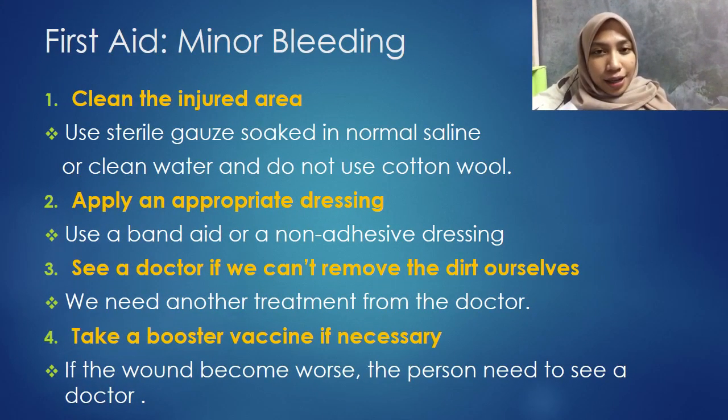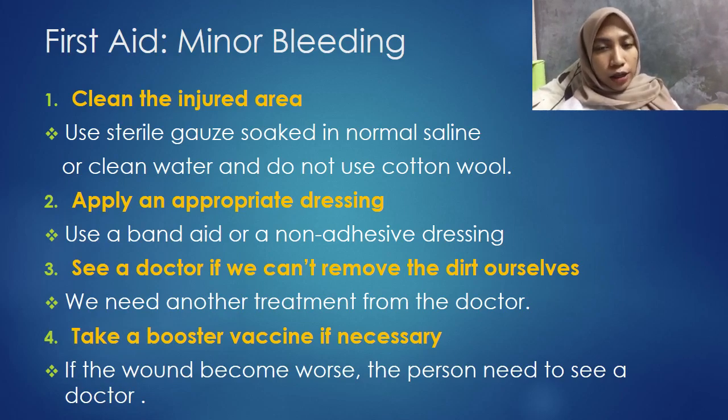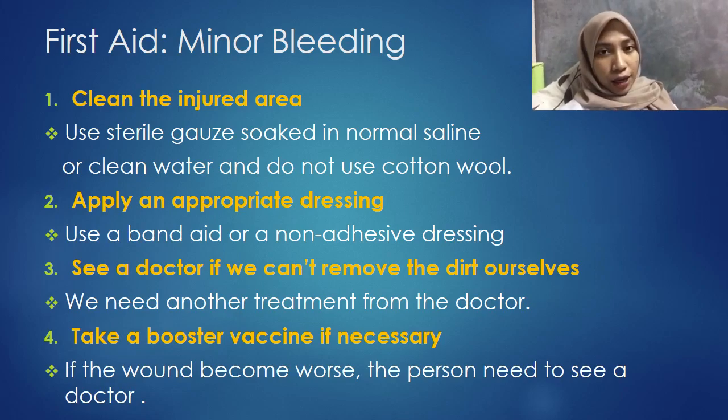Okay, the next slide is the first aid of minor bleeding. So what are the first steps that you need to do if you have a minor bleeding? First of all, you need to clean the injured area. Clean the injured area using sterile gauze soaked in saline or clean water, and do not use cotton wool.